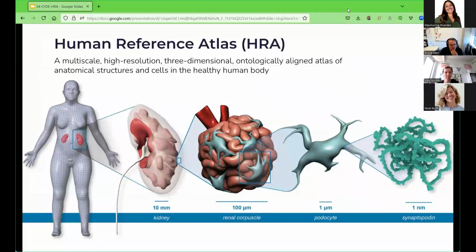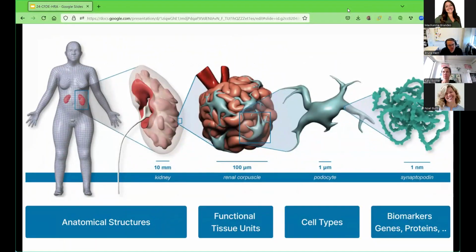So we break it down. With the HRA, at a conceptual level, we break down the body into organs that then consist of functional tissue units like the renal corpuscle. The functional tissue unit is the smallest set of cells that perform some function as part of an organ. And then we go down to cells, and then biomarkers, genes, proteins, and the like. So that's the conceptual level.